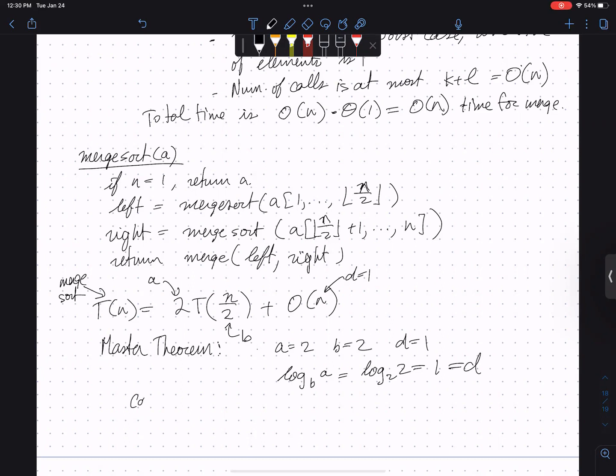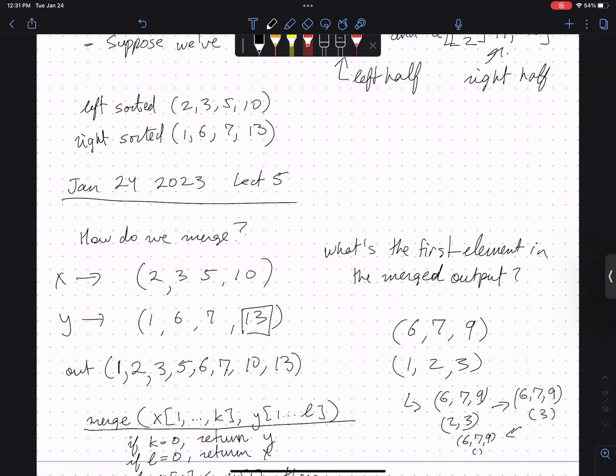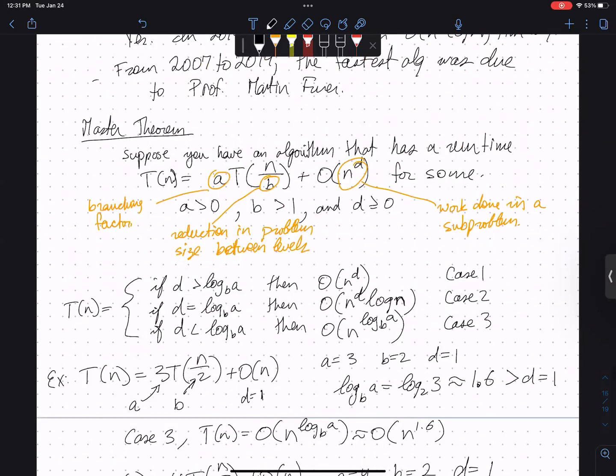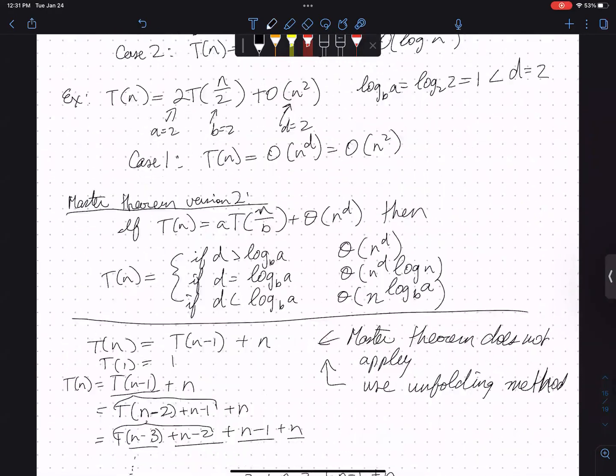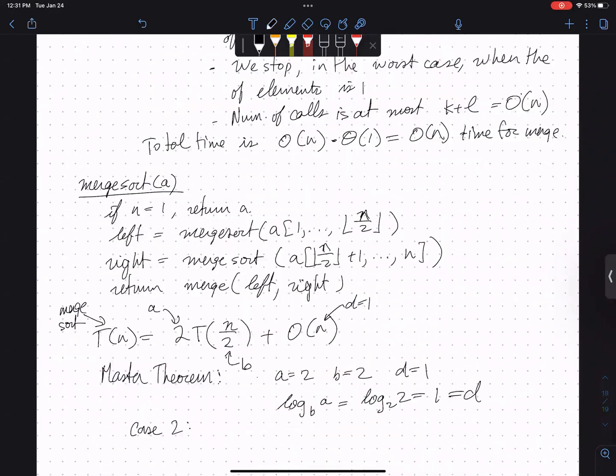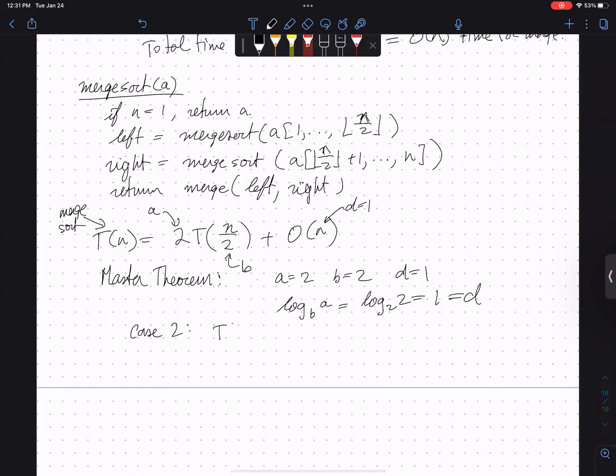This is case 2. Let me show you guys case 2. Yeah, this was case 2. Those guys are equal to each other. And then the recurrence is n to the power of D times log n. And D in our case is 1. That is n log n, which is the runtime of merge sort.